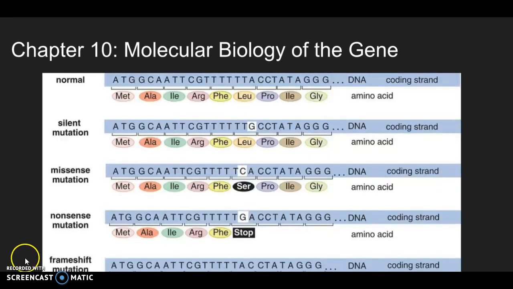Now in this picture, we can see that this is the normal strand of amino acids that we need. Now in a silent mutation, you can see that we have an error here because this G is actually supposed to be an A in the normal scenario. However, both of these code for the same amino acid, so you don't have any problem.